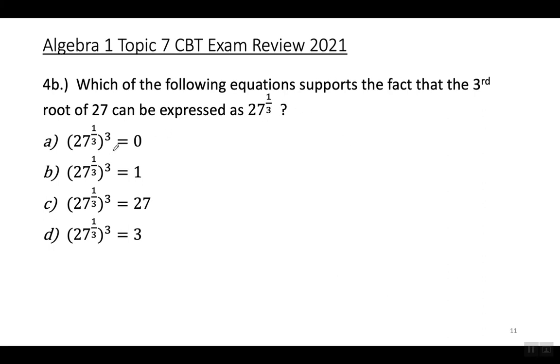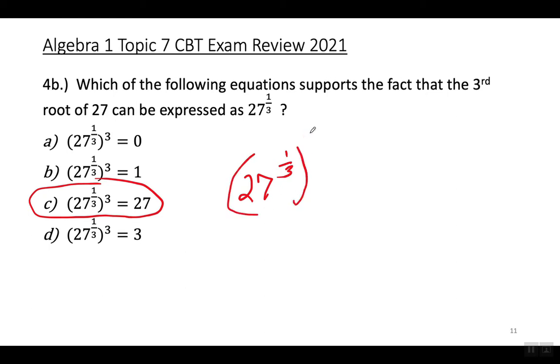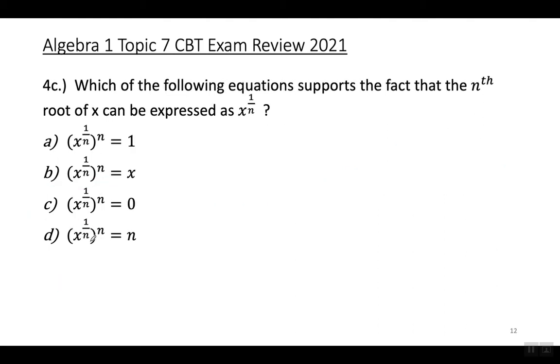Again, the only one of these that's going to be correct is this one, because 27 to the 1 over 3rd power raised to the 3rd power, you multiply the exponents, and you're going to get 27 to the 3 over 3 power, which equals 27 to the 1st power, which equals 27. This is the only one that's correct. Notice that the left side is the same on all the answers. So this equals 27. It doesn't equal 0 or 1 or 3. So the correct answer is C.